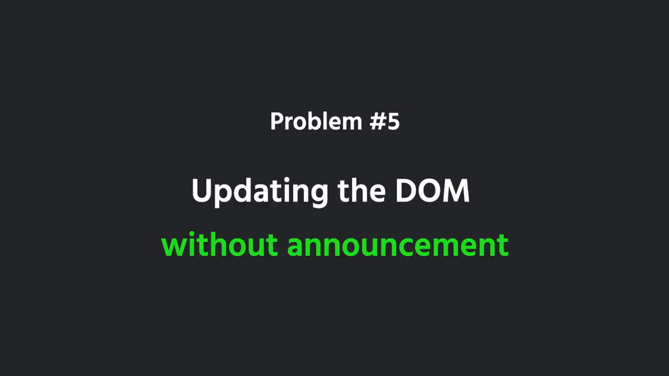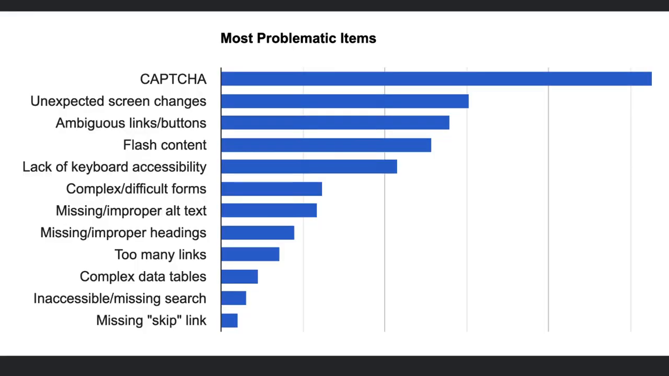So problem number 5, and this I think is a really, really common one. I think if you take anything away from this presentation, it would be this one. It's updating the DOM without announcement. This is another one that I think has kind of arisen a little bit with the rise of reactive frameworks, because it makes it very, very easy to update the DOM anytime, any place.